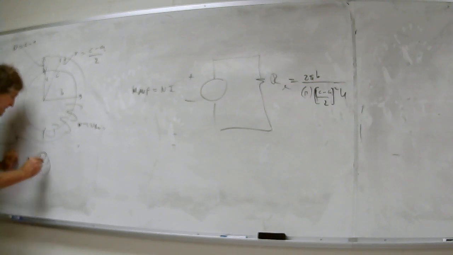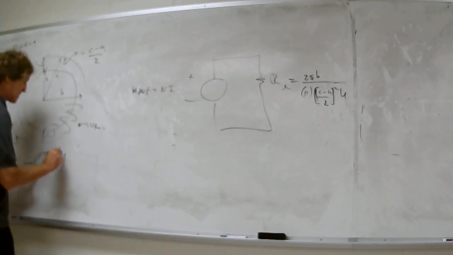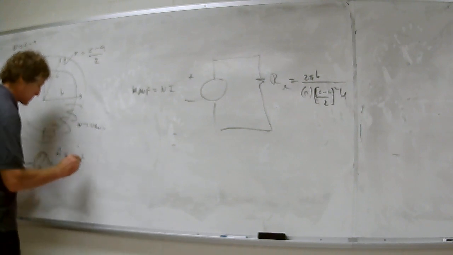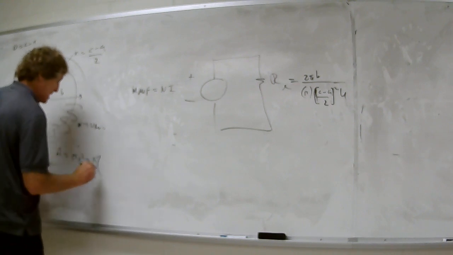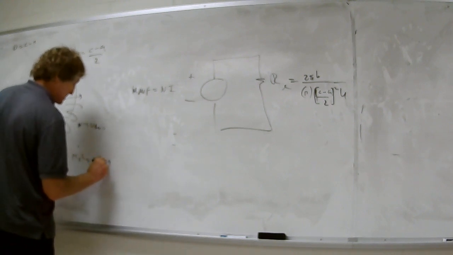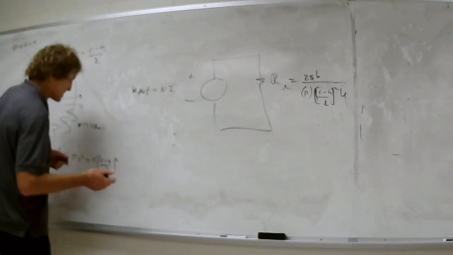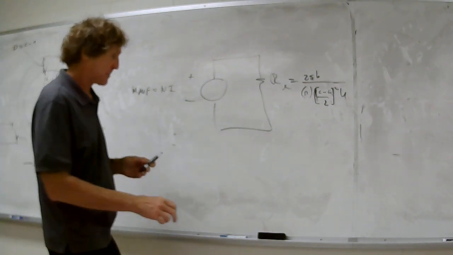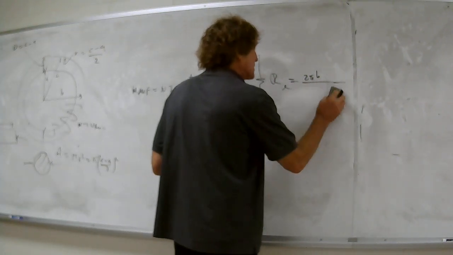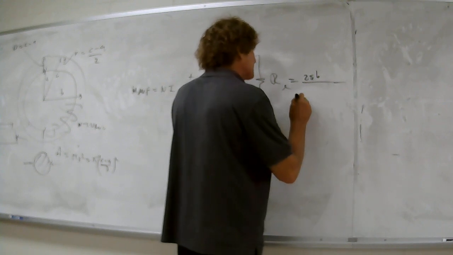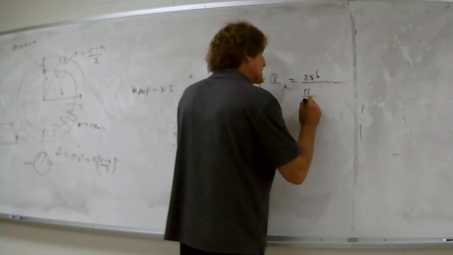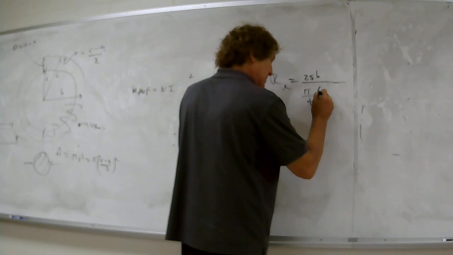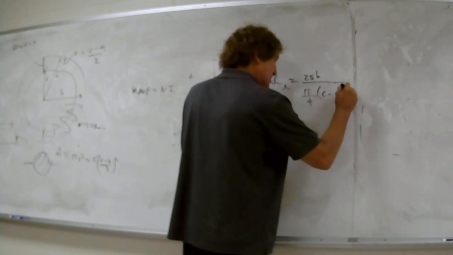This area right here is pi times radius squared. What's the radius? Well, it'd be pi times the outer part, c, minus the inner part, a, divided by 2, squared. So it's pi over 4 times (c minus a) squared. I'm just trying to show you the method. We'll get to these values in a second, but try to be a little neater about this.